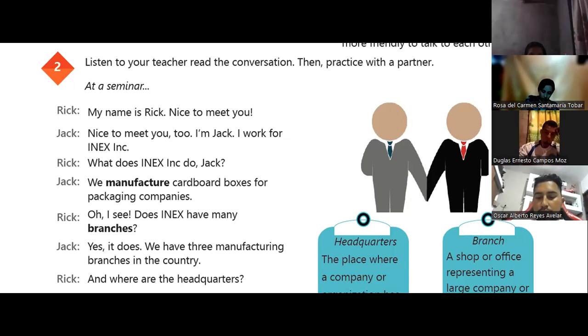So people, in events like at a seminar, we can find Rick and Jack having this kind of conversation. And usually when we have to interact with people that don't belong to our company, but they belong to our industry, then we can share this kind of questions. Okay, so let's take a look at it.